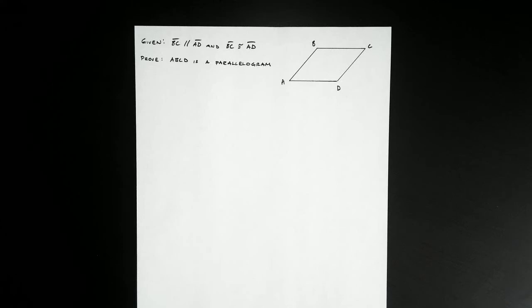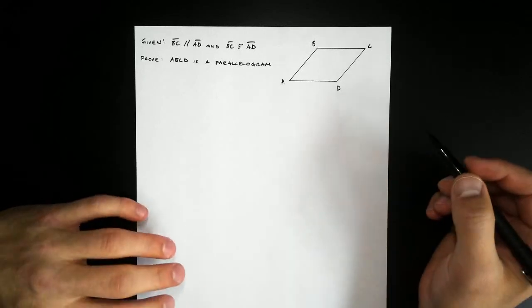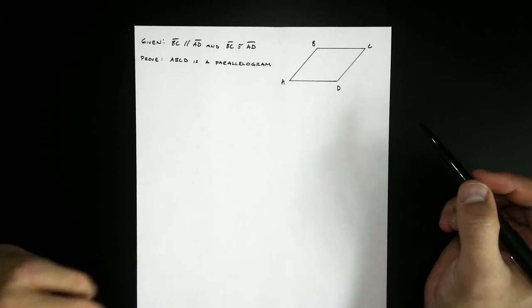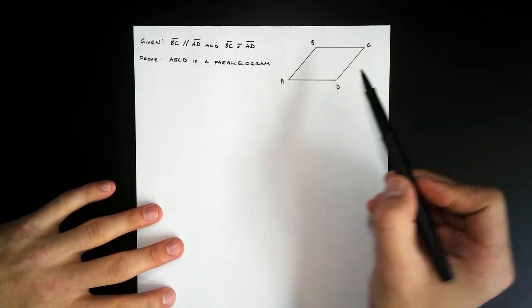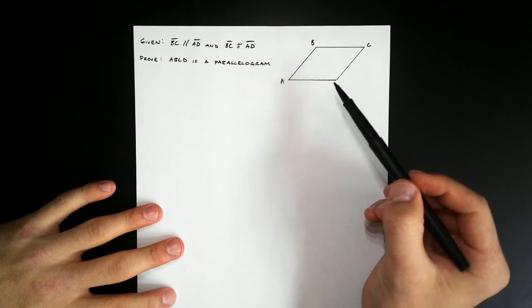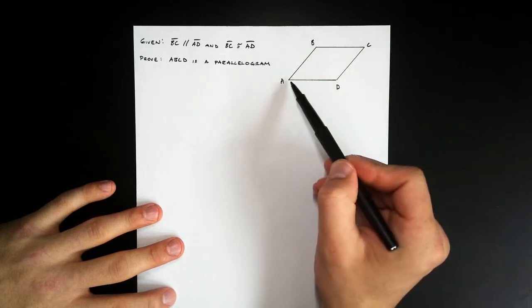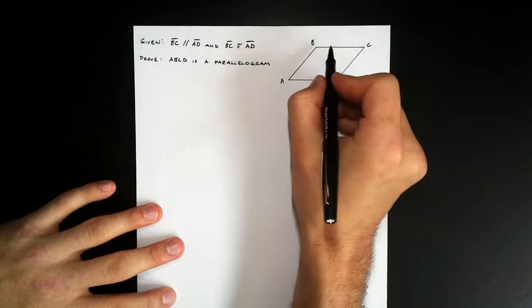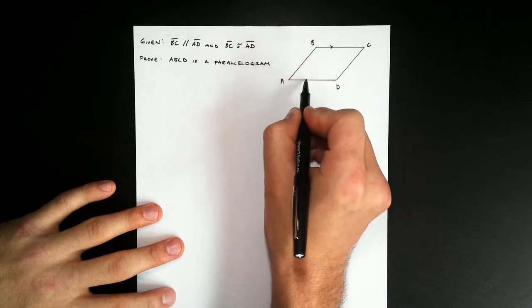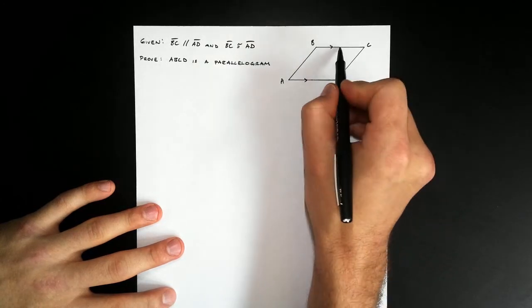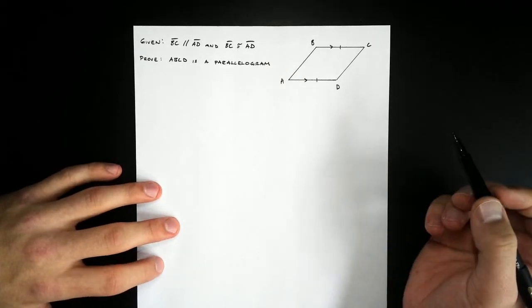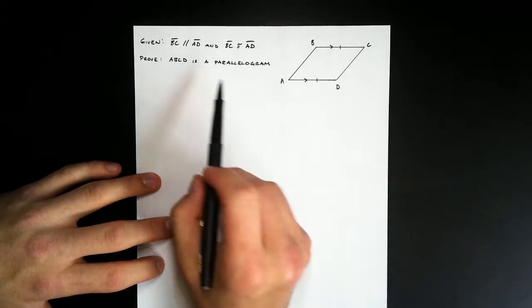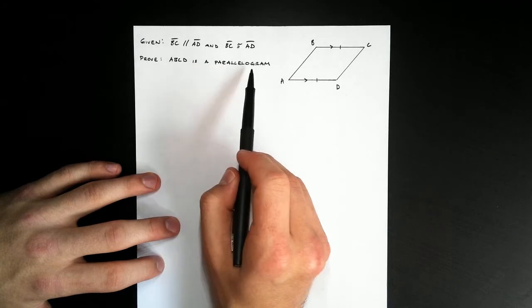In this case, our given information is we have one pair of opposite sides that are parallel and congruent. So in my specific quadrilateral, the one pair of opposite sides I'm going to look at is BC and AD. That pair of sides are parallel to each other and they are also congruent. So that's what we're starting with. And again, I want to show that this is a parallelogram.